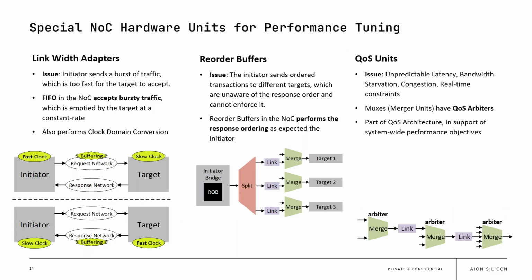to the IP. And then finally, we have QoS units, which are responsible for providing more predictable latency and bandwidth behavior. This is achieved by arbiter units, which are in the merge blocks within the NoC. Each merge unit has arbiters, and these arbiters can be configured according to some scheme in order to shape the traffic in a certain way and achieve a QoS requirement.